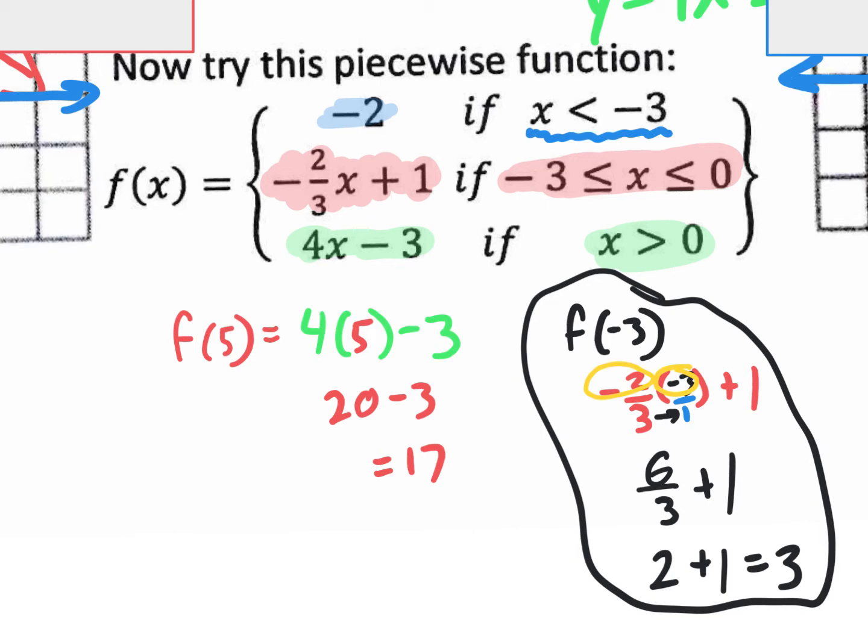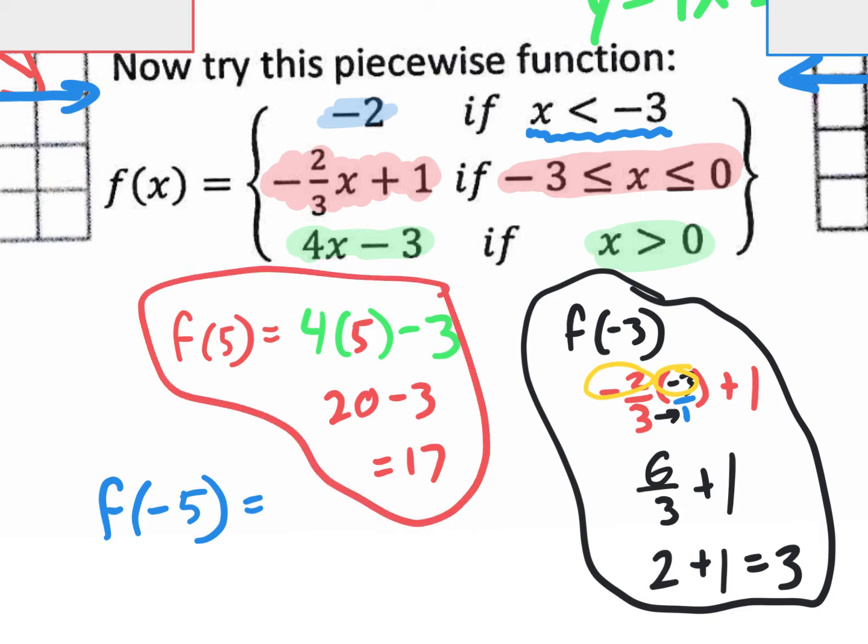This one is like the most interesting one here. What if I asked you to do f of negative 5? Then it would be the first one. Negative 5 is not greater than 0. Negative 5 is not between negative 3 and 0. Negative 5 is definitely less than negative 3. So we will be using the first one. Yeah, but there's no x on it. We know that they're wanting us to plug in this x value, but there is no x value. So what is there?